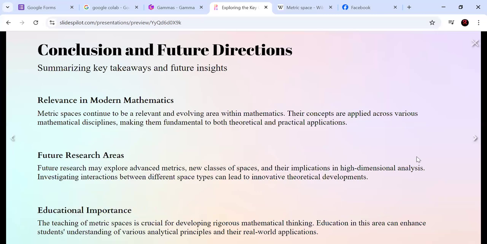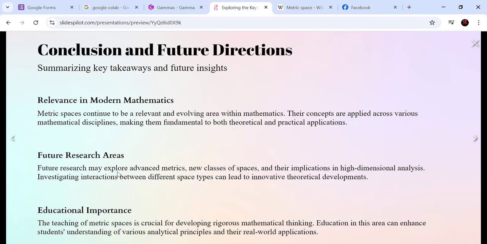To show the conclusion and future direction, summarizing the key takeaways and the future outlook. Relevance in modern mathematics: metric spaces contain relevance and are involved in many areas of mathematics. Their concepts apply across various mathematical disciplines, making them fundamental to both theoretical and practical applications. And that brings us to future research areas.